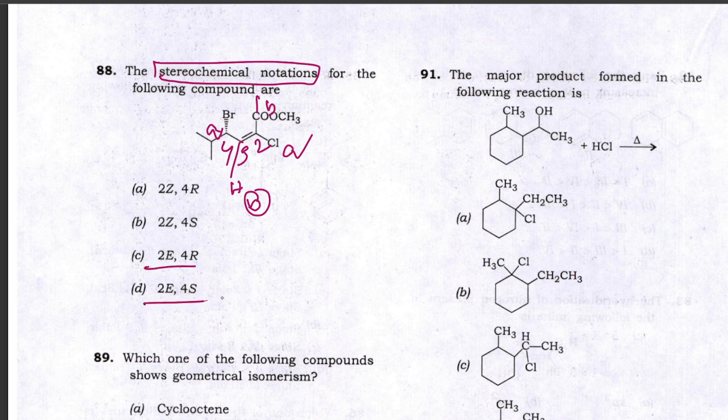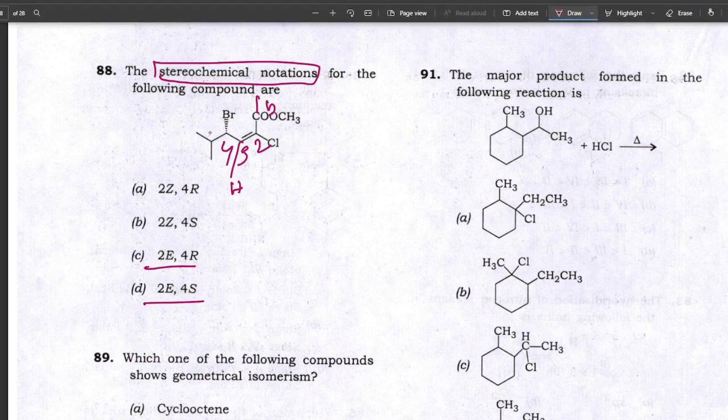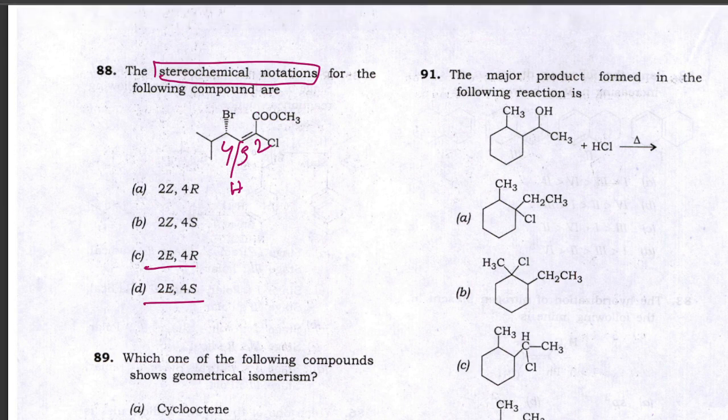So among these two options, you have to do the nomenclature for center 4, which is a chiral center, the same way I did for the previous question. So this is A as per the priority. Now you have to check the priority of the other two centers, this and this.